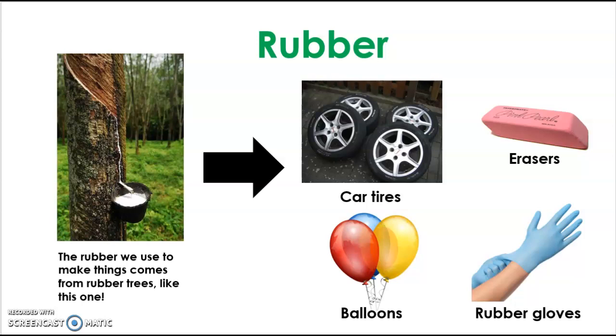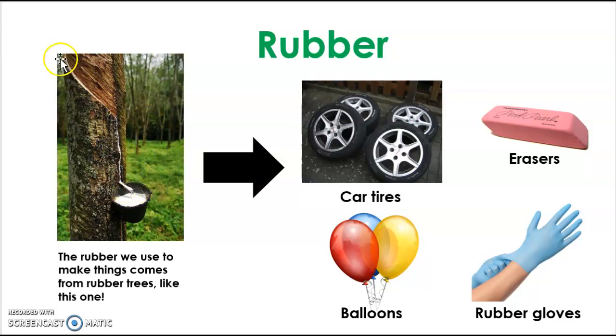The fourth natural resource that comes from plants is rubber. Rubber is very stretchy. It is easy to bend and is waterproof, so water cannot ruin the rubber. The rubber we use to make things comes from rubber trees like this one. The rubber trees are grown on large pieces of land called plantations. So there's a lot of rubber trees that we use and can get the rubber from.